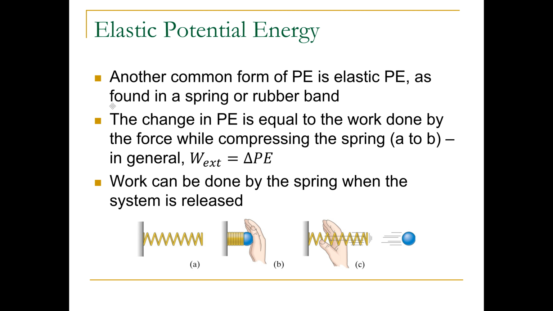Another common form of potential energy for this semester is elastic potential energy. Typically we're looking at a spring that can stretch or compress, maybe a rubber band. The change in potential energy is equal to the work done to compress or stretch that spring. Once you've, for example, compressed the spring, that potential energy stored in the spring can be returned as a different form of energy, in this case kinetic energy, as it launches the ball.